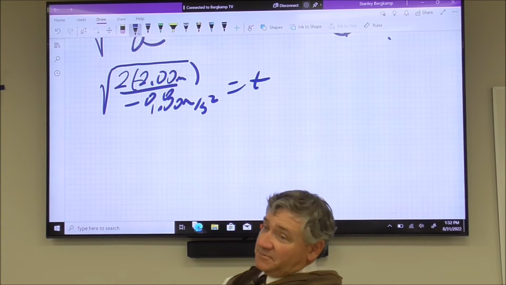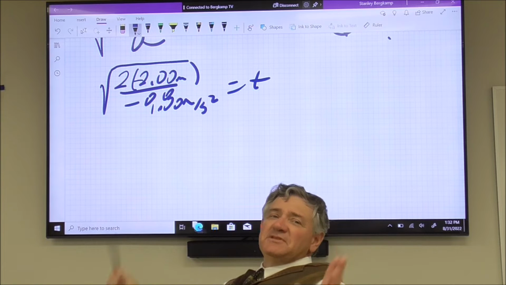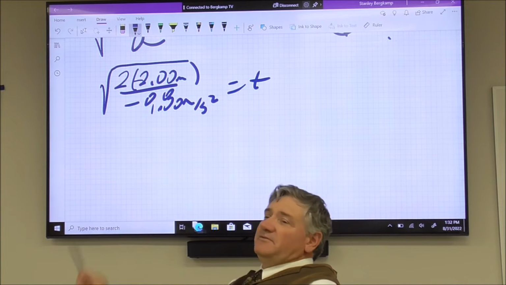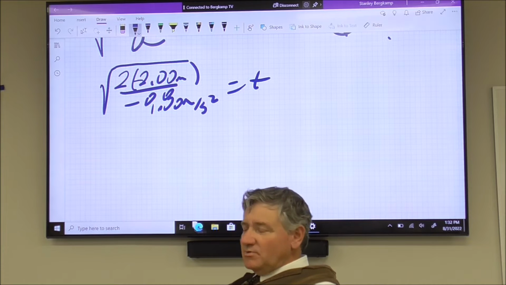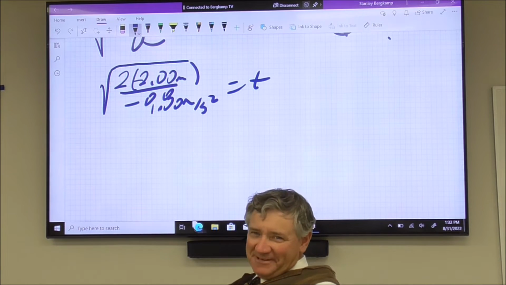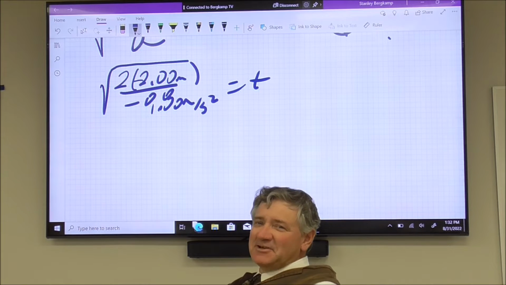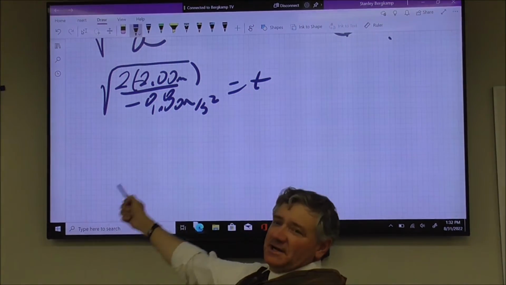Now, here's what you're going to do wrong. You're going to get so wrapped up in remembering the negative sign that you're going to take 4 and divide it by 9.8 and forget to take the square root. I swear to God, that's what you're going to do wrong. It's going to happen. Cooper, you're the first one going, oh, Mr. Bergkamp, I would never do that. You lie. So, somebody take 4 and divide that by 9.8.